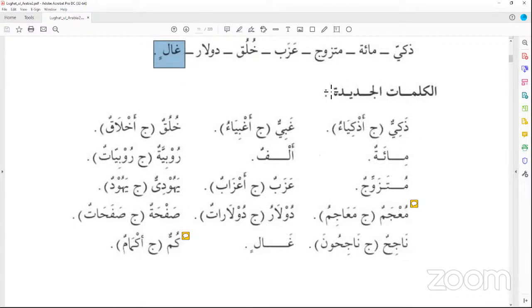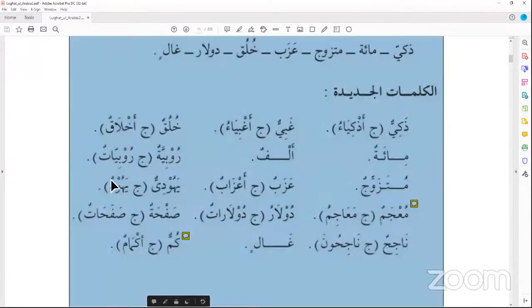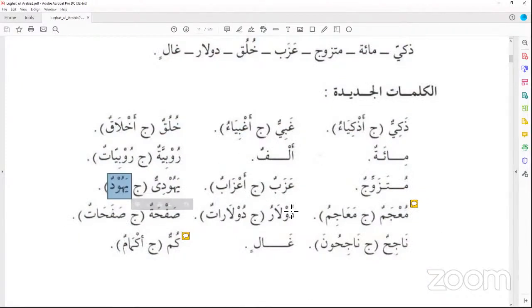ذكي, these are the new words in this chapter. ذكي أذكياء, that's the plural of that. Okay. غبي أغبياء. خلق أخلاق. 100 ألف. روبية روبيات. متزوج عزب أعزاب. Yahudi, Yahudun. So Yahudun is plural. Remember, brothers and sisters, okay? Yahudiyun is singular. Mu'jamun, ma'ajimu. So this is mamnu min as-sarf. Dularu, dularatun. Dularun actually it should be. Here he has written dularu. Dularun it should be. Safhatun, safhatun. Najihun, najihuna. Ghalin. Kummun means sleeve. Akmamun, sleeves. Okay.